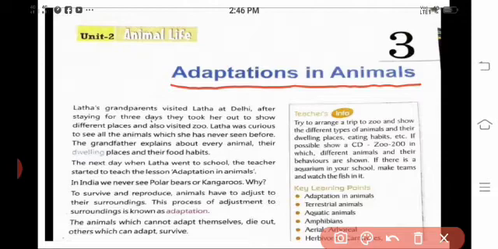What is adaptation? Adaptation is the evolutionary process where an organism becomes better suited to its habitat. Okay, let me move to our lesson.